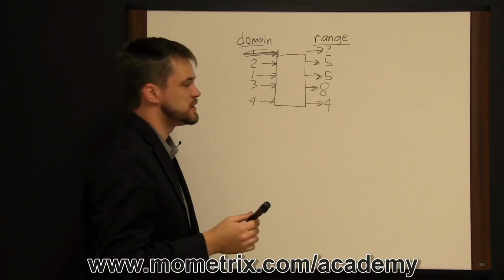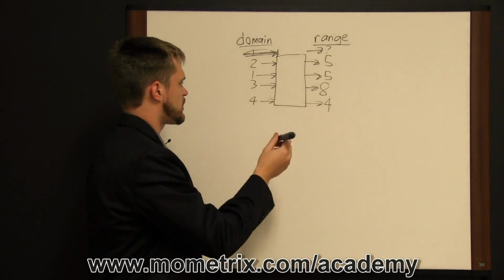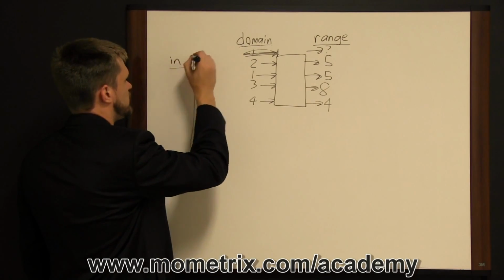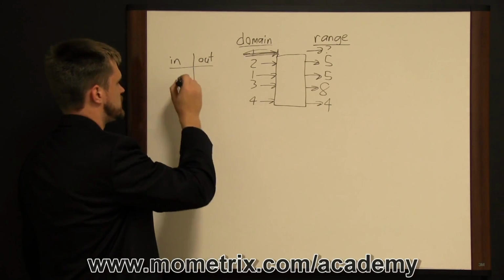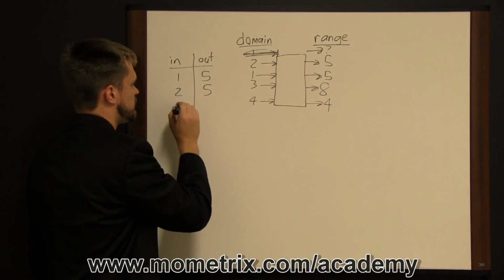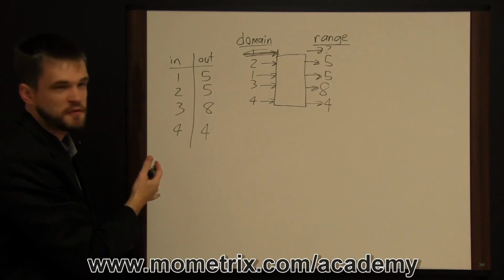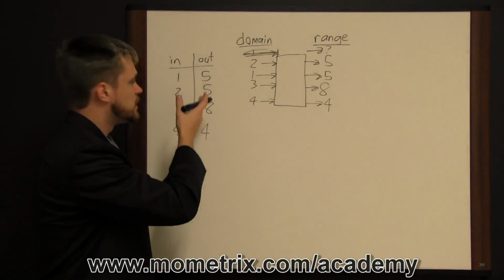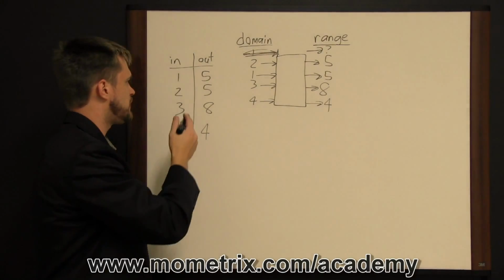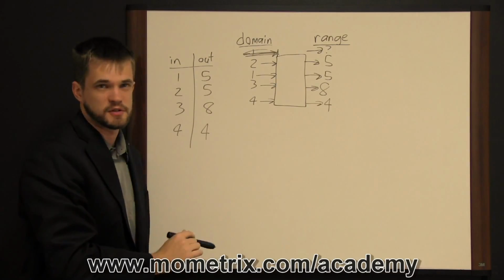And so functions can be described in several different ways. They can be described in a table, for instance. You might have inputs and outputs, and just going off of what we have here, you might put in a 1, get a 5, put in a 2, get a 5, put in a 3, get an 8, put in a 4, get a 4. And you can define a function entirely with a table. But this is a rather limited way to do things because you'd have to list each individual input that you want to be able to use the function for.